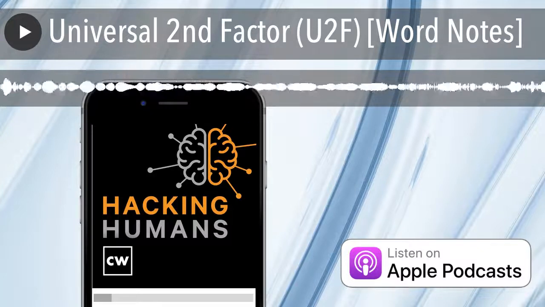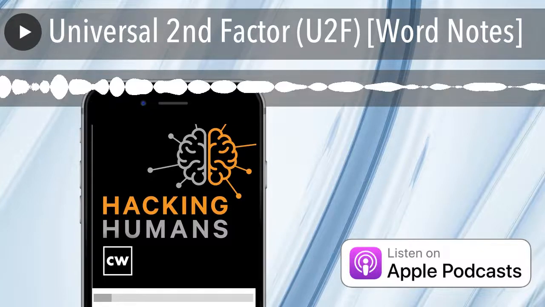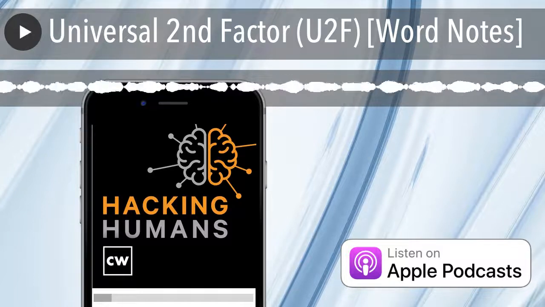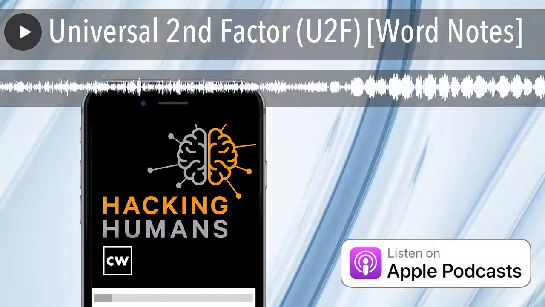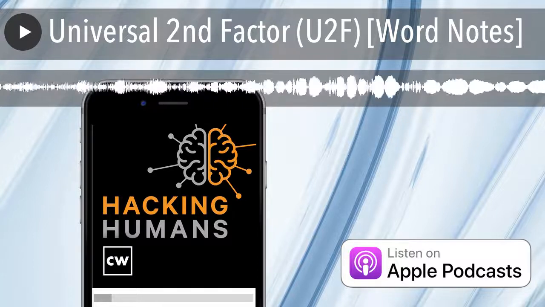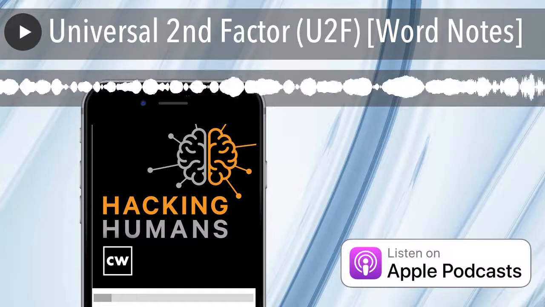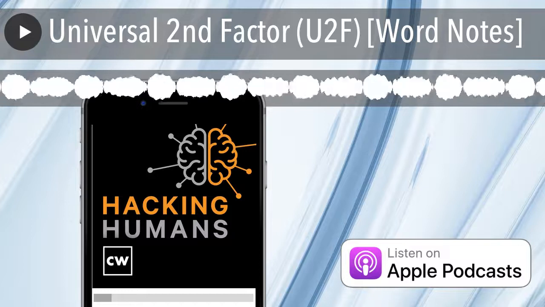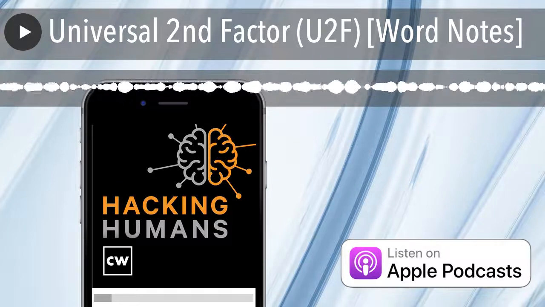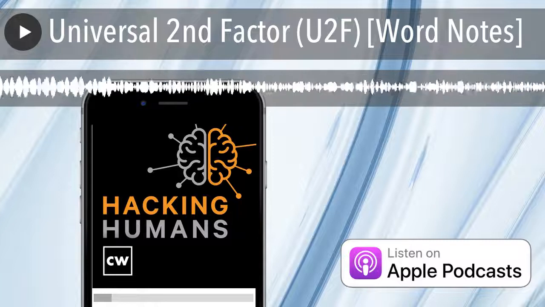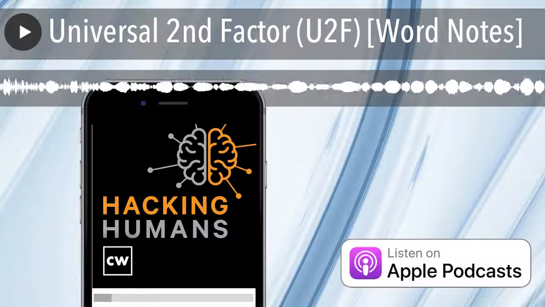Definition: an open standard for hardware authentication tokens that use the Universal Serial Bus or USB, Near-Field Communications or NFC, or Bluetooth to communicate one factor in a two-factor authentication exchange. Example sentence: initially, U2F was created by Google and Yubico, working in partnership.